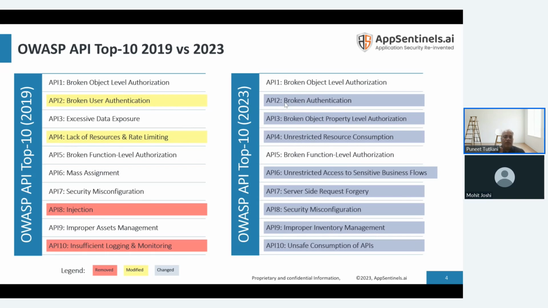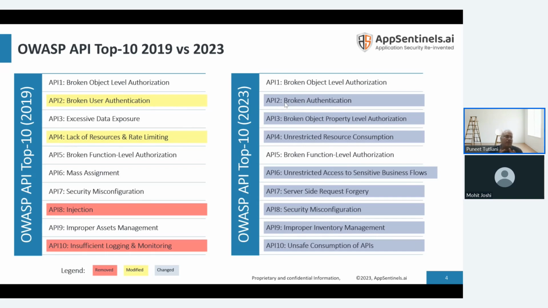The third one is very important: broken object property level authorization. This is a new entry into the list, and we will dig into this in the next slide. We already talked about the fourth one, which is unrestricted resource consumption. It's sort of a renaming of what was present earlier, like lack of resources and rate limiting, but perhaps it's a little better worded to reflect the kind of attacks that were going on.